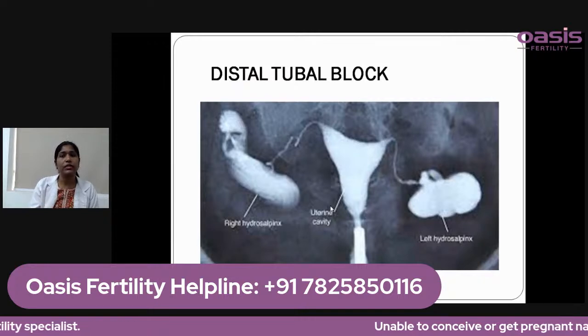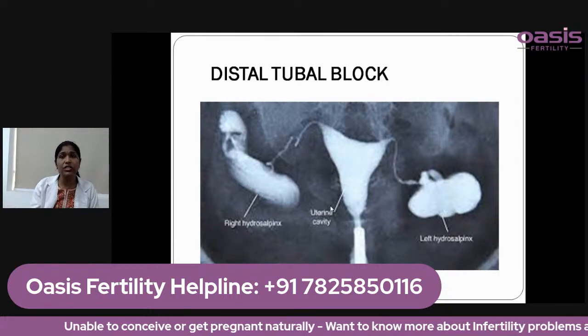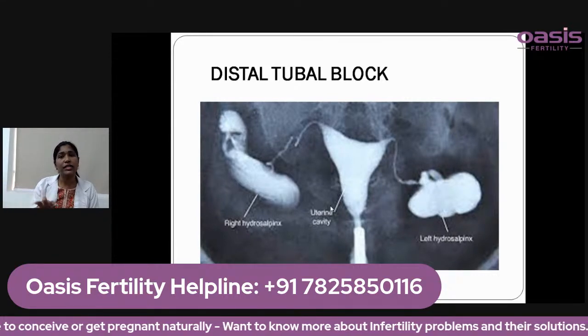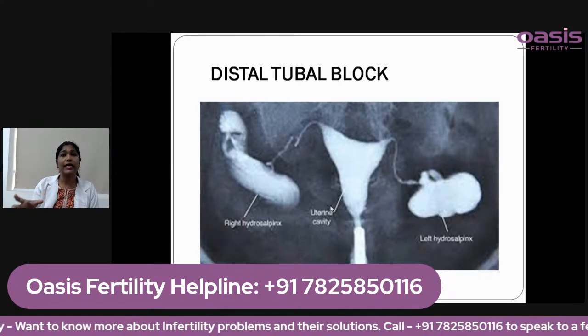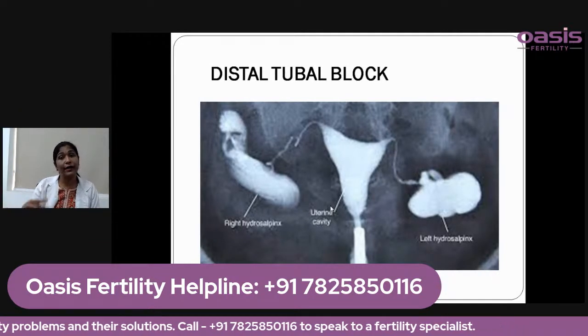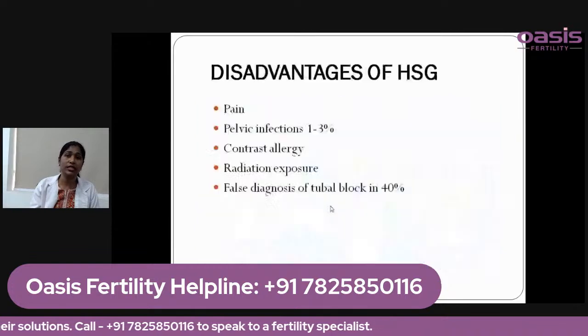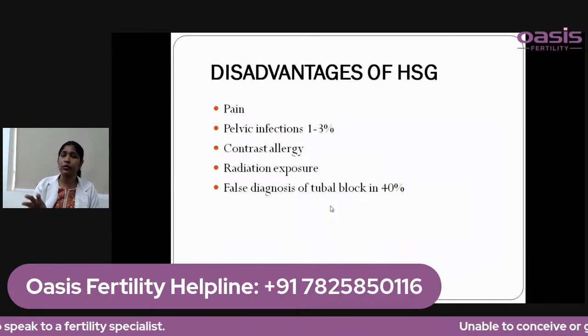Now, this is an X-ray picture of a distal tubal block. Why distal? Because you can see that the early part of the fallopian tube can be seen, but the spillage of dye cannot be seen. And the rounded structures which you are seeing on both sides are hydrosalpinx. That is, the dye has accumulated in this fluid-filled fallopian tube and it has not come out. So hydrosalpinx also can be diagnosed on HSG. But HSG is a daycare test and OPD test.